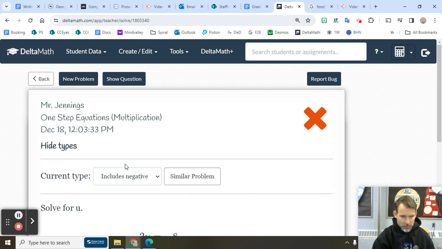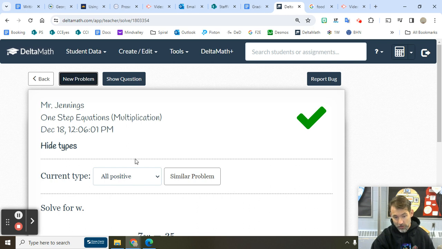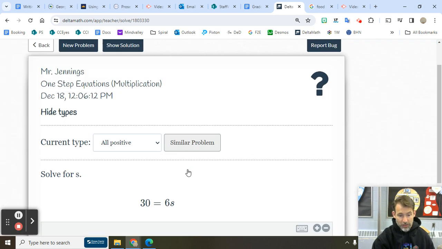Okay, let's see. There's other problem types. Cool. Includes negatives, all positive. All right, sure. Let's look at an all positive one. Let's go. So 7w is equal to 35. I divide both sides by 7, and I find 35 divided by 7 is 5. That's correct.